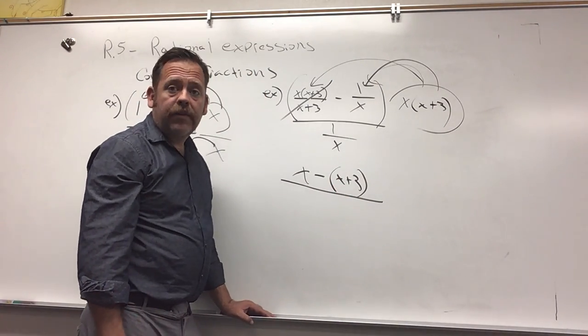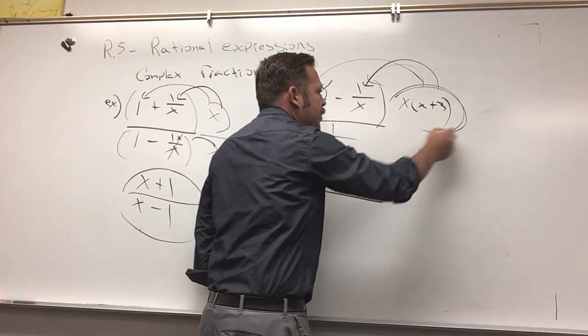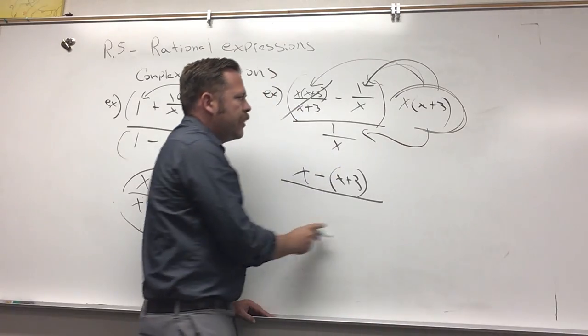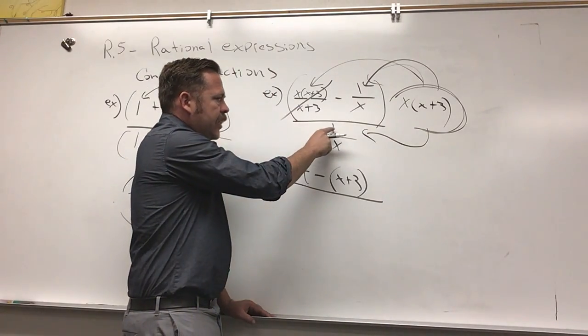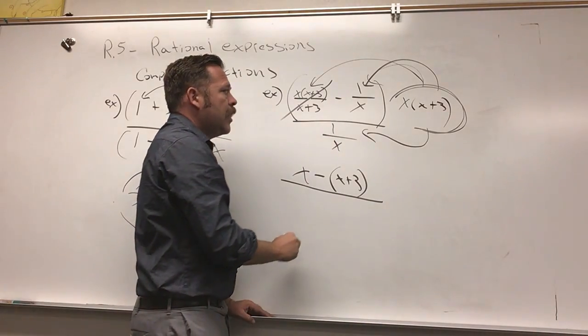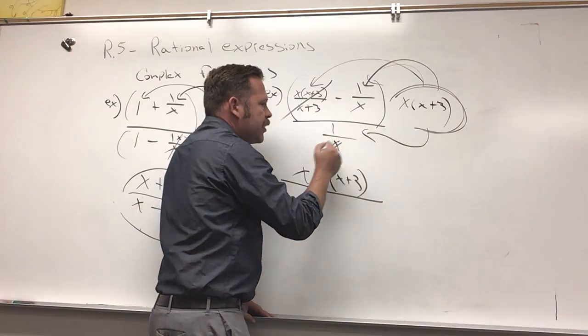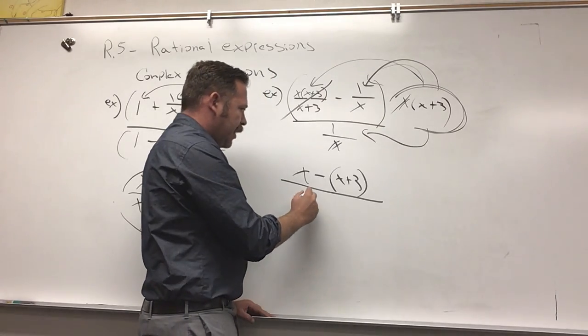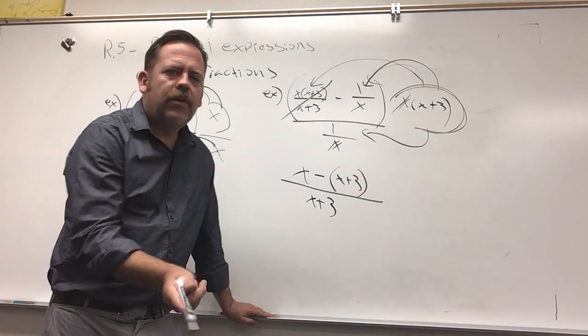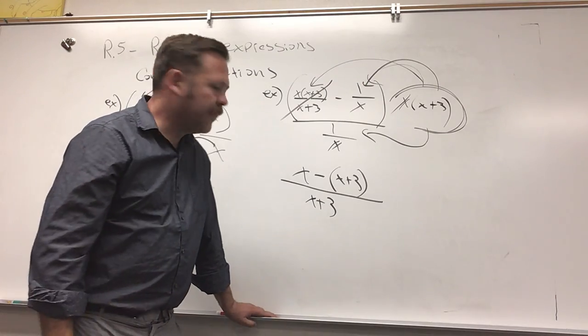Now let's do it to the bottom, right? I'm going to take the x times x plus 3 to there, and what I get is 1 times x plus 3 over x, and the x's cancel. So really, this x is going to be canceled by that x, and I'm left with x plus 3. If you didn't get it, rewind it, watch it again. You'll get it, I promise, eventually.